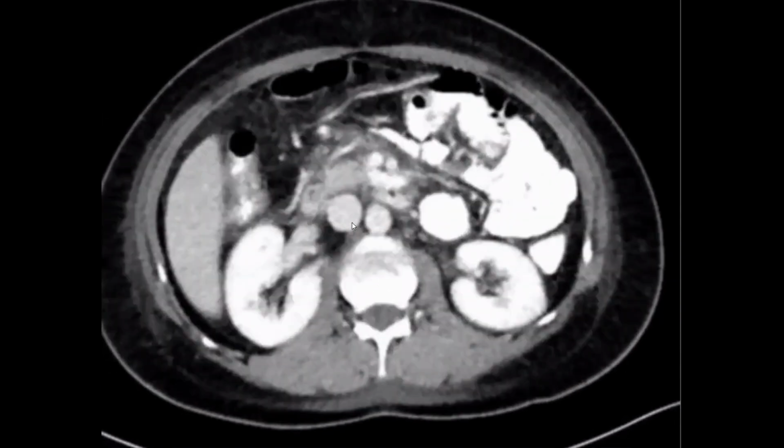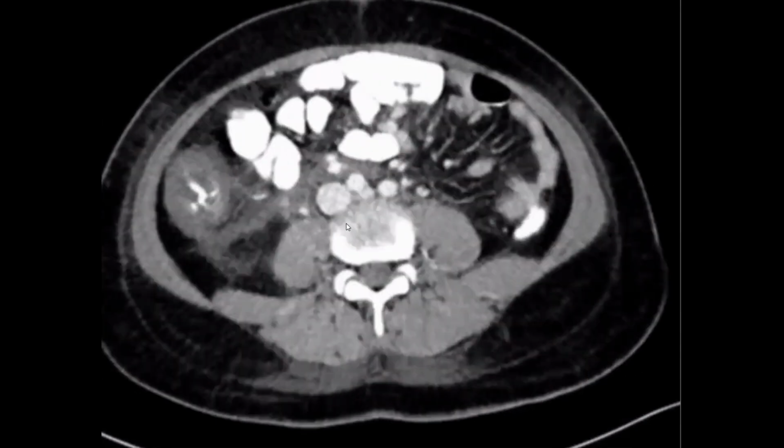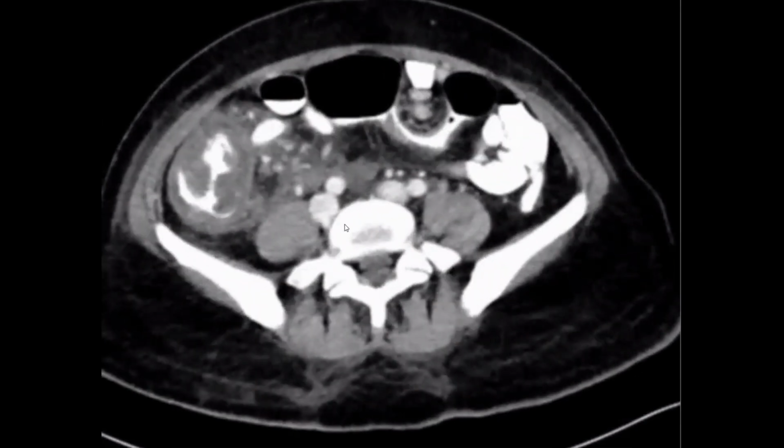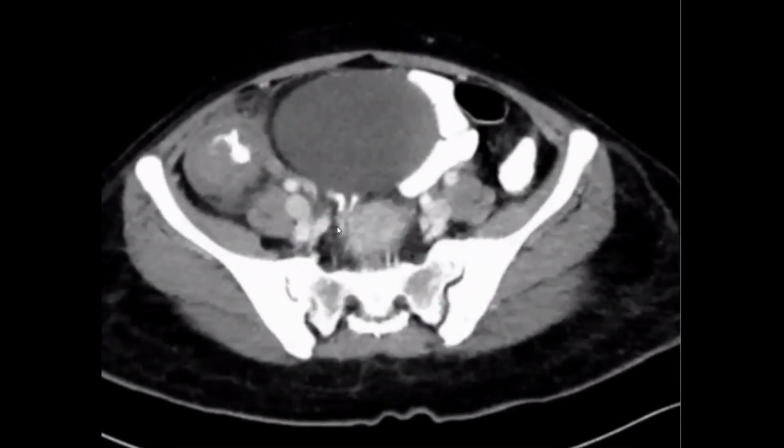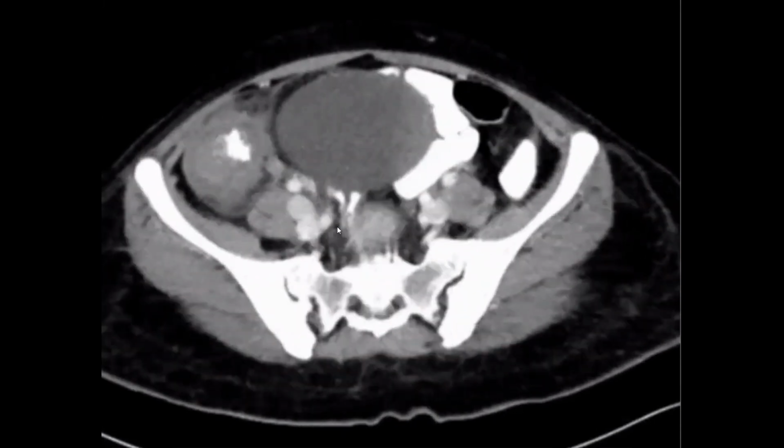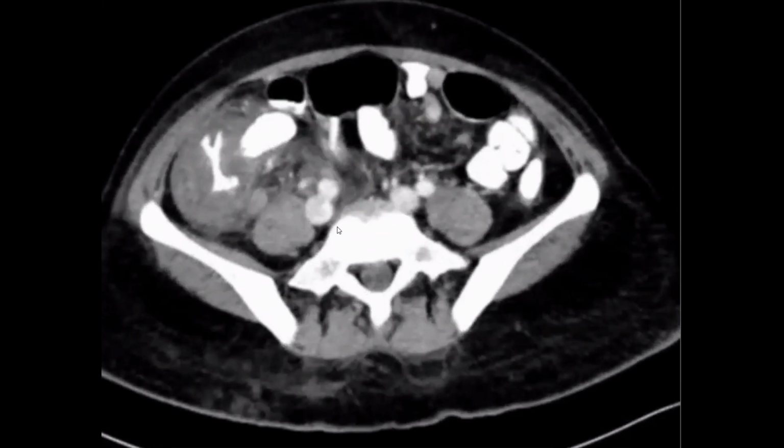The disease is primarily centered in the cecum and the ascending colon. The transverse colon itself is fine, and the descending colon is also fine. There are significantly prominent vessels in the mesentery. The appendix is also slightly thick-walled and enhancing. It may be the primary cause, or it could be reactionary due to involvement of the cecum.